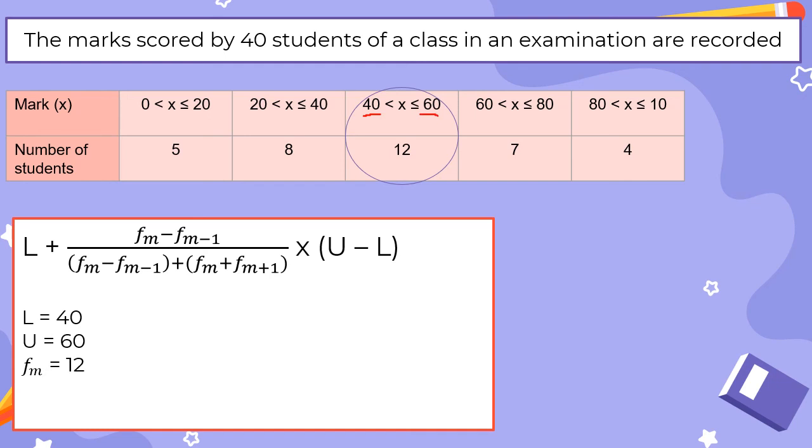The next, f sub m is 12. Then f sub m minus 1, before, is 8. The next, f sub m plus 1, or the after, is 7.